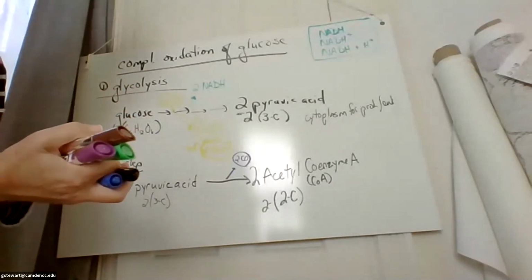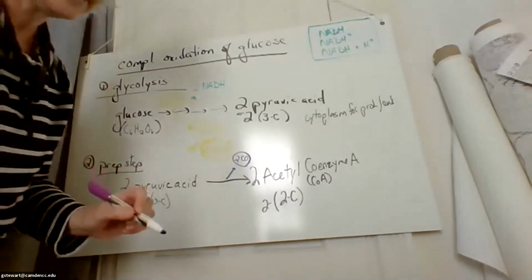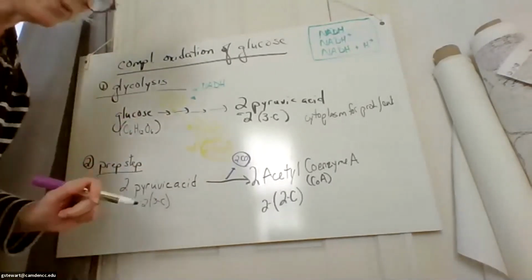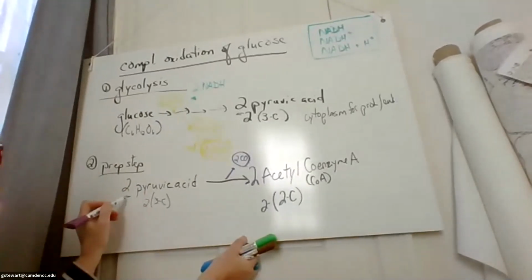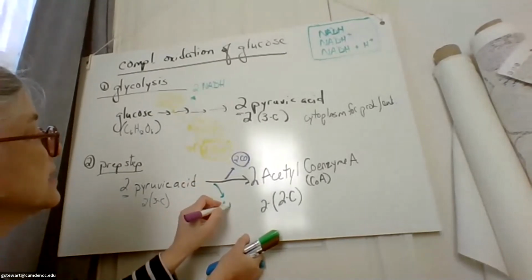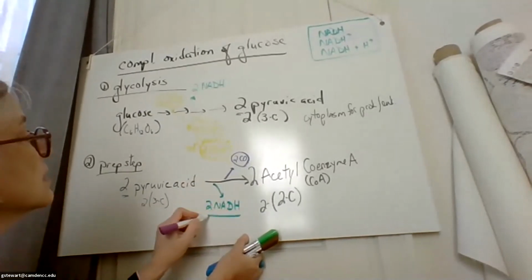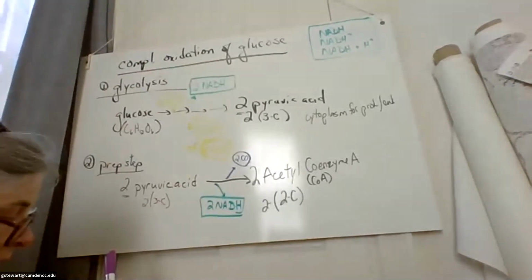We do produce an NADH for each pyruvic acid. I'll say that again. We produce 1 NADH for each pyruvic acid. We have 2 pyruvic acids, so I'm going to produce 2 NADH. And let's put those in a rectangle to help us find them. Okay.